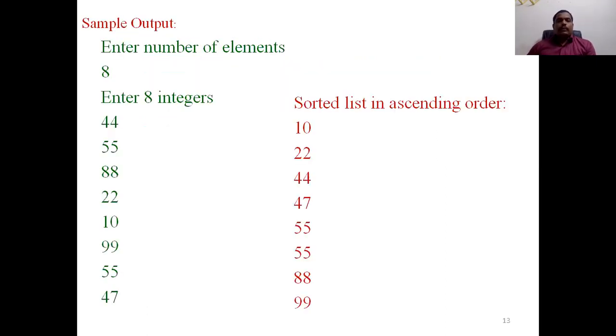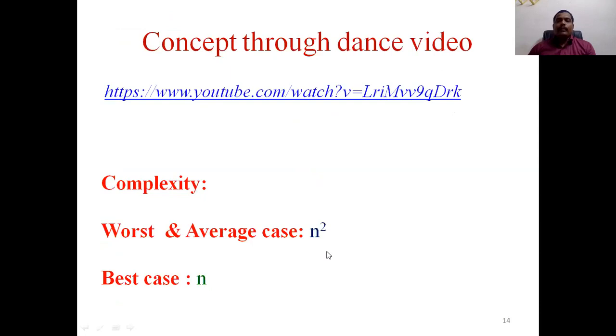So now implementation is over. The sample example I will give here. Enter the number of elements; I will give 8 elements. So in our printf statement, enter 8 integers will be printed. I will enter these elements: 44, 55, 88, 22, 10, 99, 55, 47. After that, the program will be executed and produce the result in sorted order. So the same concept will be shown through the demo. Using this link, you can watch the video.